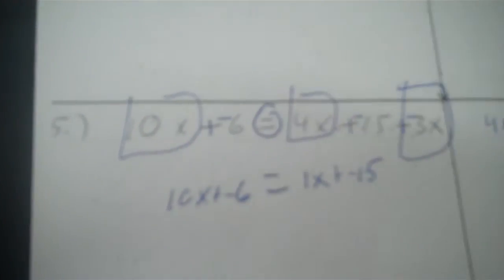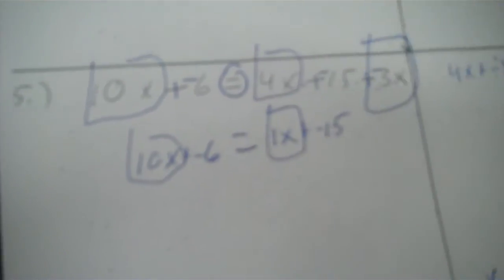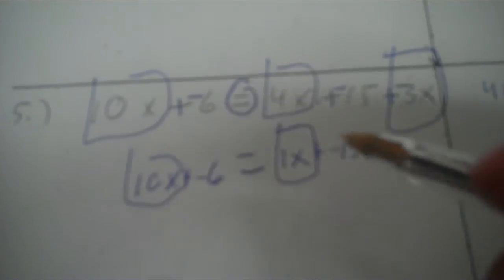But we got 3 of them. What you do is you add the 2 on the same side. So 4x plus negative 3 equals 1x. So over here I got 1x plus negative 15. Over here I've got 10x plus negative 6. Nice, but I'm not done here. Obviously I'm not simplified enough.